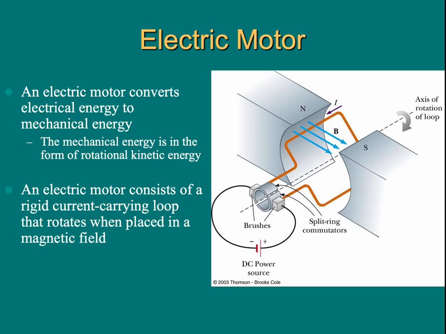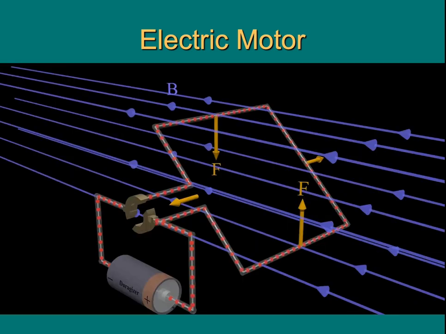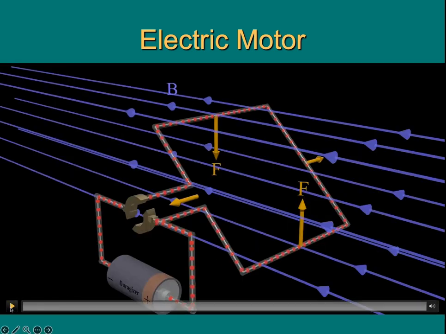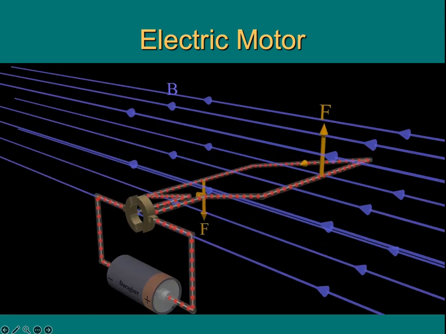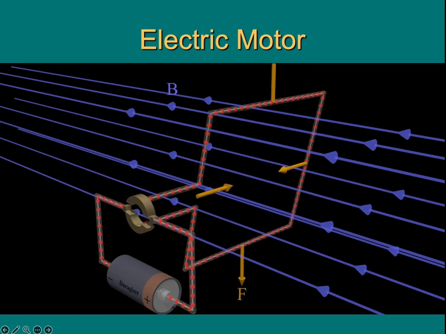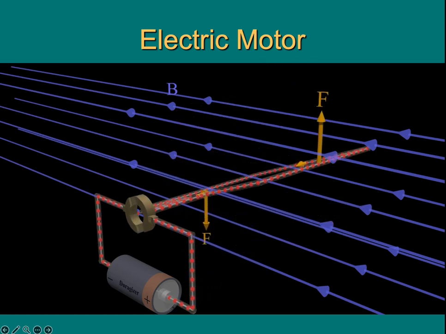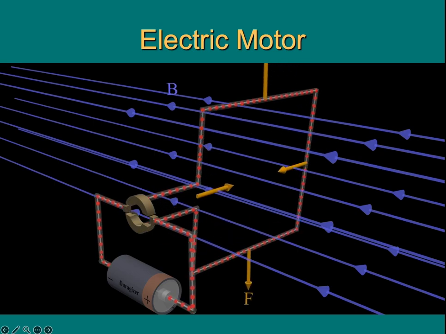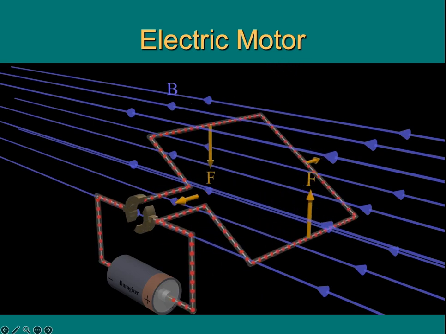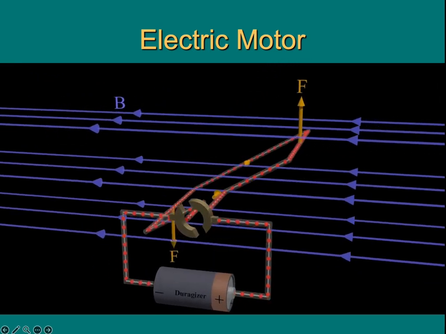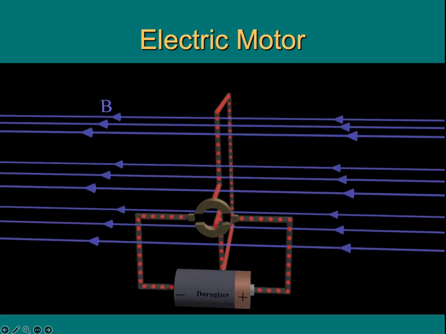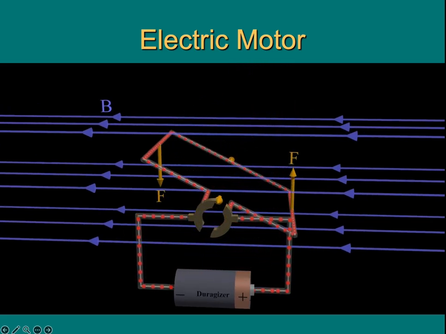Let's study how an electric motor works. The torque in a DC electric motor is created by magnetic forces exerted on the electric current carried by the rotating part of the motor. In this virtual model, the flow of conventional current is represented by the moving red balls. The magnetic field is represented by the blue lines.